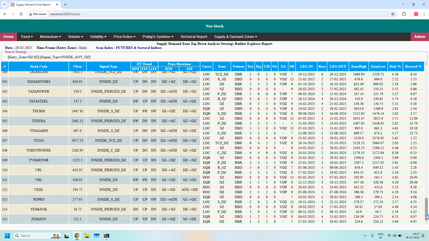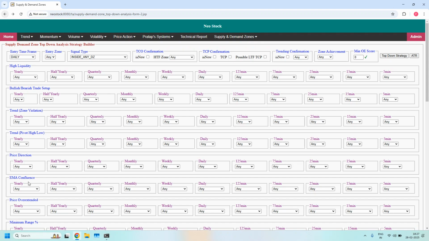Okay, out of these 115, how many of these daily demand zones are having daily EMA Confluence? Let's verify. In the EMA Confluence, daily time frame, setting the filter, daily demand zone having daily EMA Confluence. But trend on the daily time frame should not be sideways. It can be up or down.